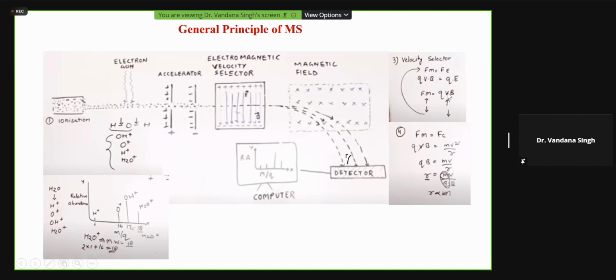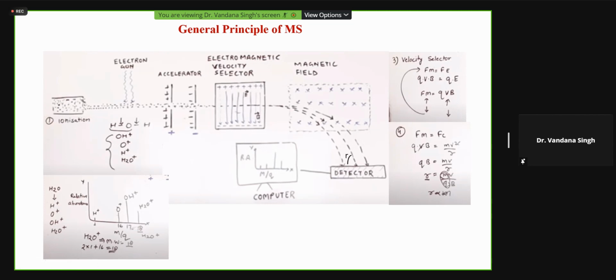And if they have very high velocity, they will get deflected towards the magnetic field. So based on this velocity, they have deflection towards either the electric field or magnetic field. And the certain compounds which can overcome this deflection can move out of this field, and can reach this analyzer part, which is basically a magnetic field.